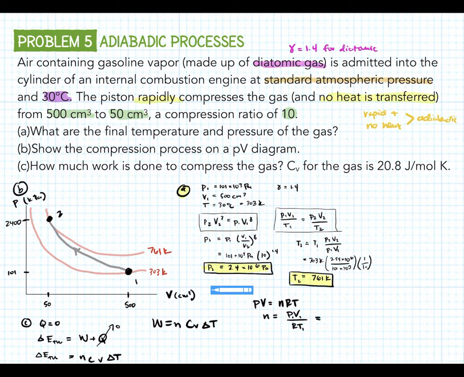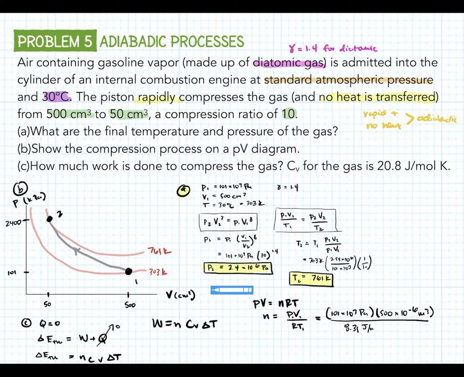So that's going to look like 101 times 10 to the third pascals times our volume 1, which is 500 centimeters, so 500 times 10 to the negative 6 meters cubed. Remember, that's the conversion from centimeters to meters because you have to cube it.